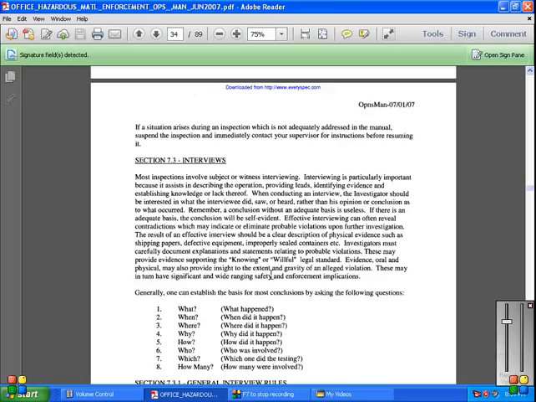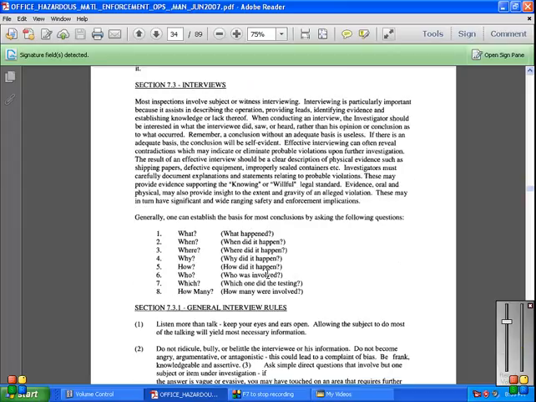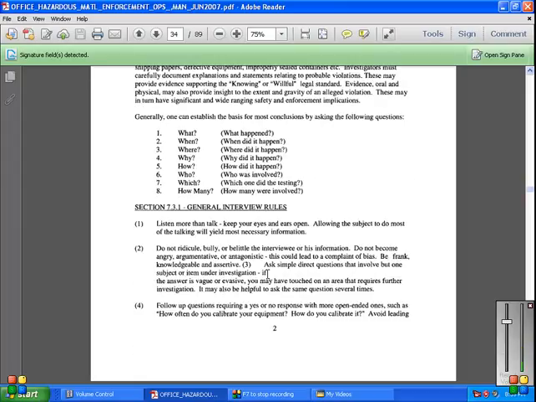Section 7.3.1. General interview rules. 1. Listen more than talk. Keep your eyes and ears open. Allowing the subject to do most of the talking will yield the most information. 2. Do not ridicule, bully, or belittle the interviewee or his information. Do not become angry, argumentative, or antagonistic, as this may lead to complaints of bias. Be frank, acknowledging, and assertive.